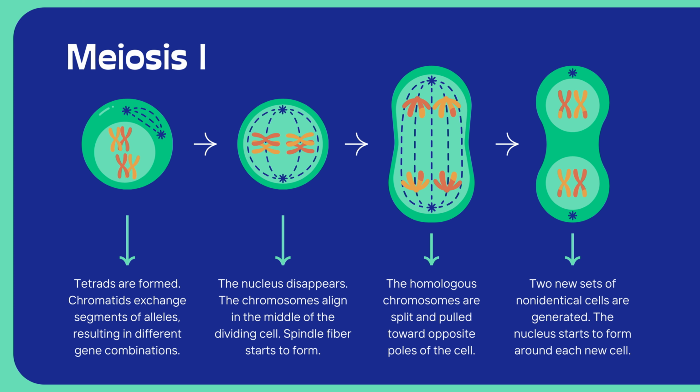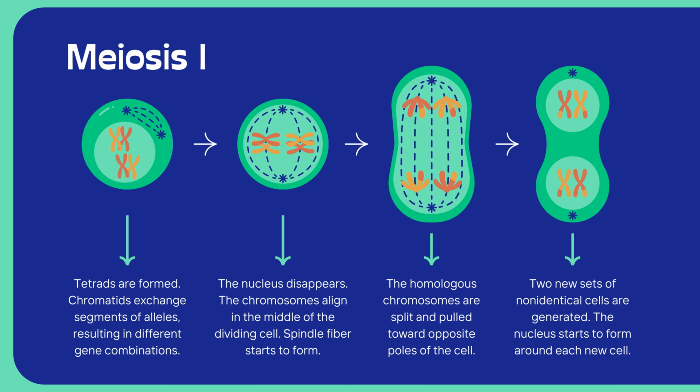Metaphase 1. Homologous chromosome pairs align along the metaphase plate, with one chromosome from each pair facing opposite poles of the cell. Spindle fibers attach to the centromeres of each homologous chromosome. Anaphase 1. Homologous chromosomes are pulled toward opposite poles of the cell, separating and reducing the chromosome number by half.